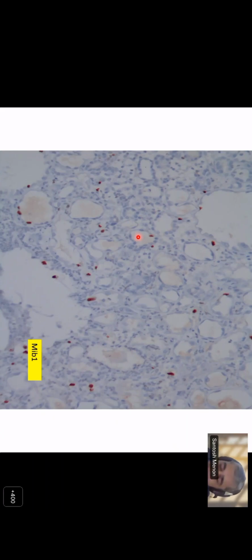All these are nicely positive. So what do we have? We have positivity for PAX8, we have positivity for CK7, and we did a CK20, which was negative. SATB2 was negative. We ruled out a rectal cancer. The radiology did not show anything in the rectum. We asked for those details from the patients.